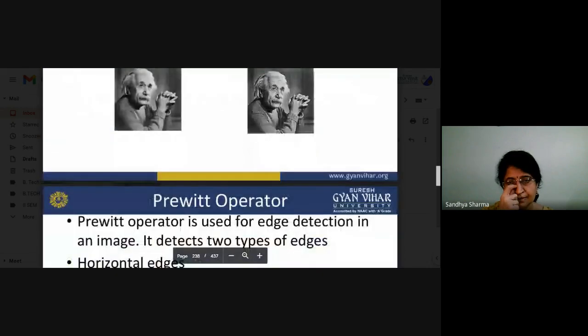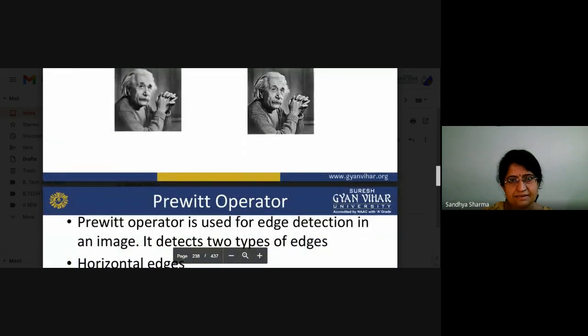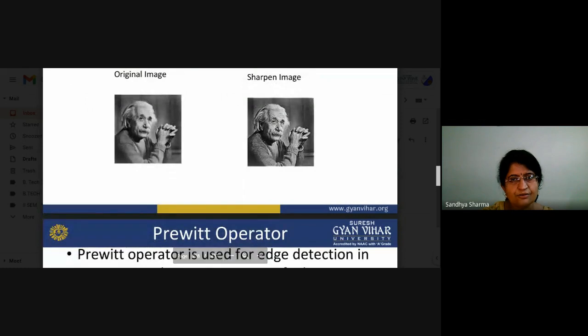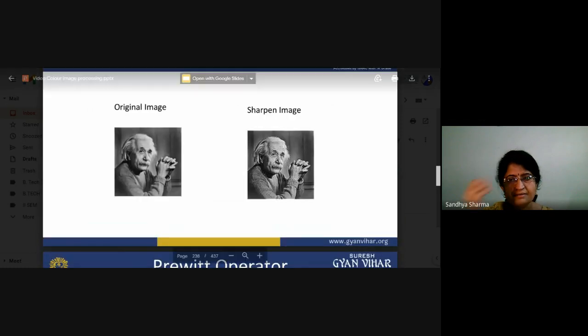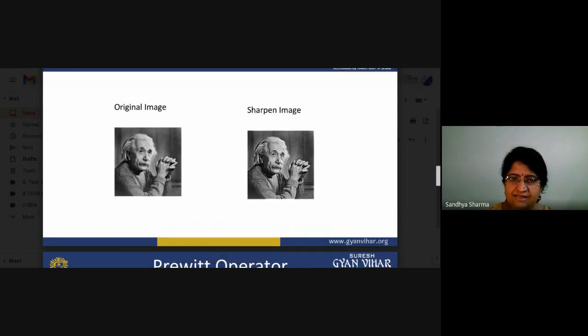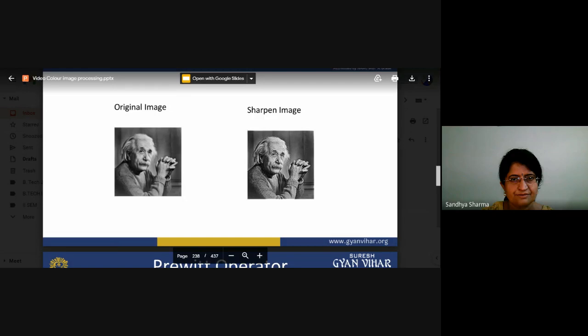Here you can see this is the original image and this is the sharpened image. You have to find the particular edges, and by finding them, your image will be clearer and closer to the actual values. So that is basically edge detection. So why are we working on edge detection?